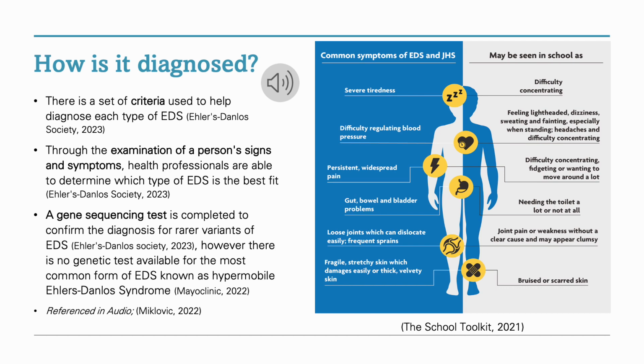Each type of EDS has its own set of criteria that doctors follow to determine a diagnosis of EDS. Some of the indications for an EDS diagnosis include fragile or stretchy skin, loose joints, severe tiredness, and a family history of EDS. Currently, there is no genetic test available for the most common form of EDS, and because of this, people with this type are more likely to be misdiagnosed due to an overlap of symptoms with other conditions such as fibromyalgia or chronic fatigue.